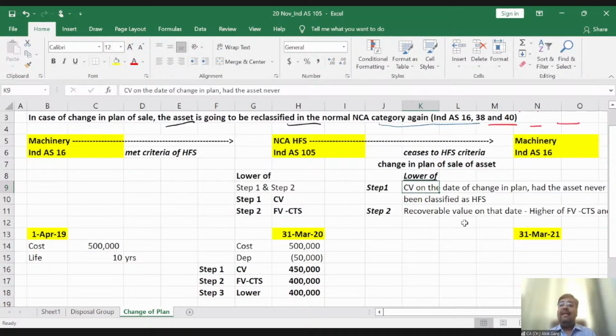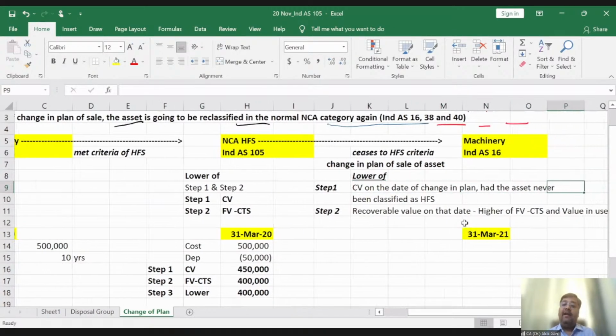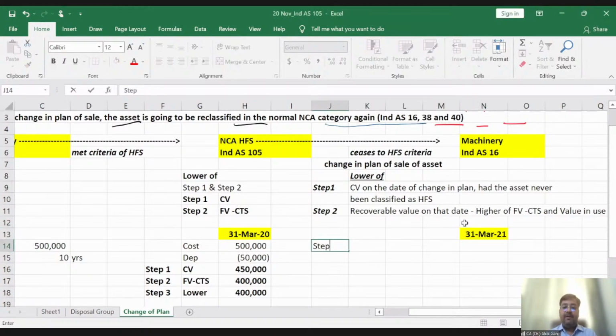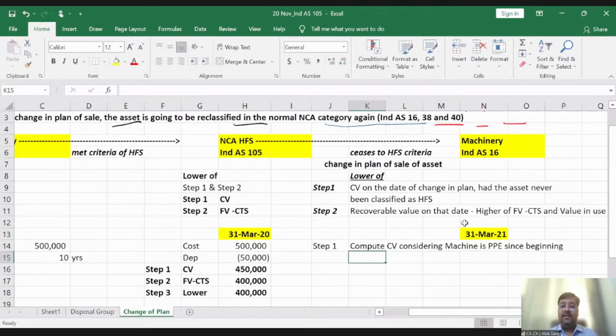What is step 1? Carrying value on the date of change in plan, had the asset never been classified as HFS. Friends, on 31st March 21, tell me what the carrying value is if this asset had never been classified as held for sale. Step number 1: you need to compute the carrying value considering the machine as PPE since the beginning. It never went to HFS.